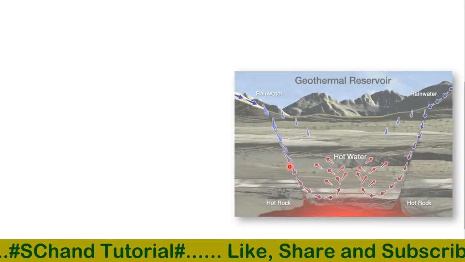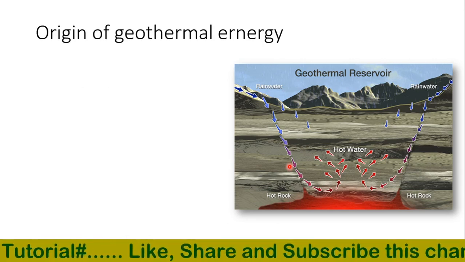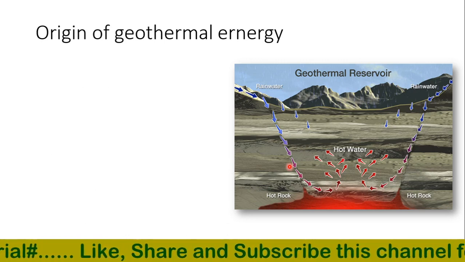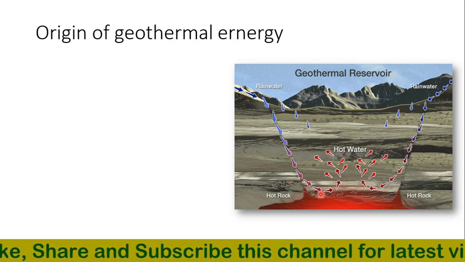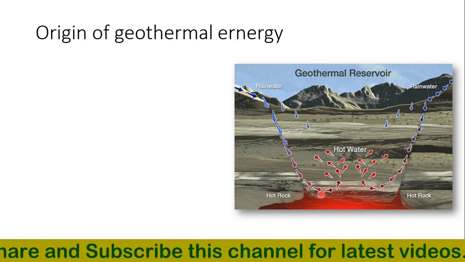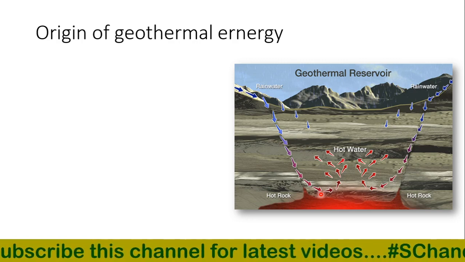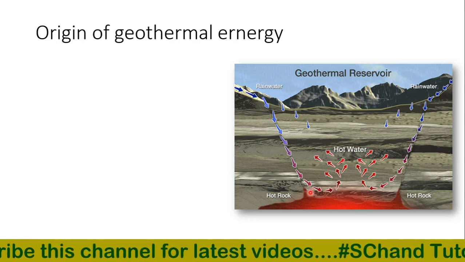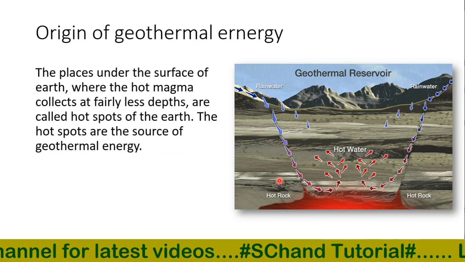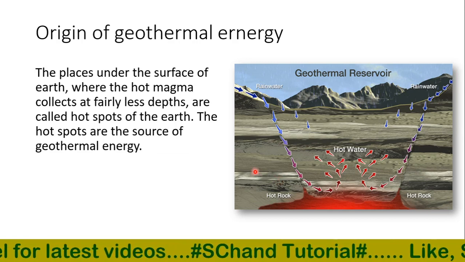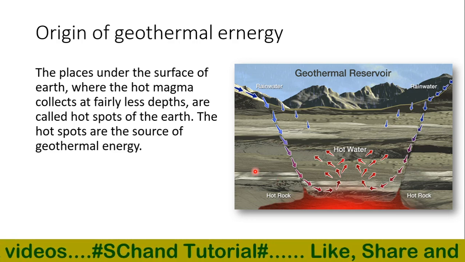Then we have the origin of geothermal energy. What is the origin? We know that the deeper regions of the earth's crust are very hot. In these regions the rocks melt in the form of magma, as we have seen in the previous slide. Geological changes in some regions push magma upward, and this very hot magma collects at some depth below the surface. The places where the hot magma collects at fairly little depth are called the hot spots of the earth. So hot spots are the source of geothermal energy.